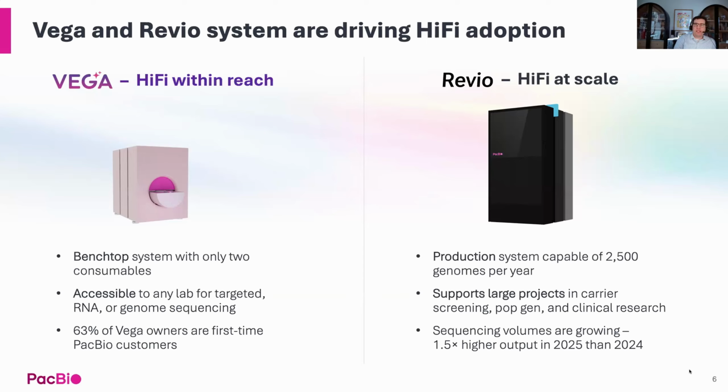On the right is the second system where you can access HiFi sequencing technology, which is the Revio system. This is our production system capable of 2,500 genomes per year. And this is designed to support large projects in carrier screening, population genetics, and clinical research. And it's the platform that was used by Children's Mercy Kansas City that I cited on the previous slide, and also being used in larger projects like All of Us.